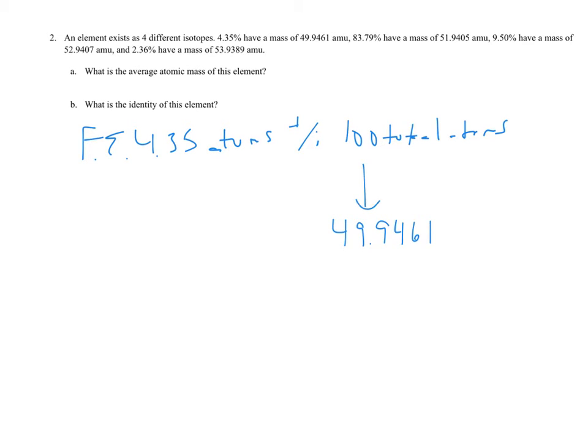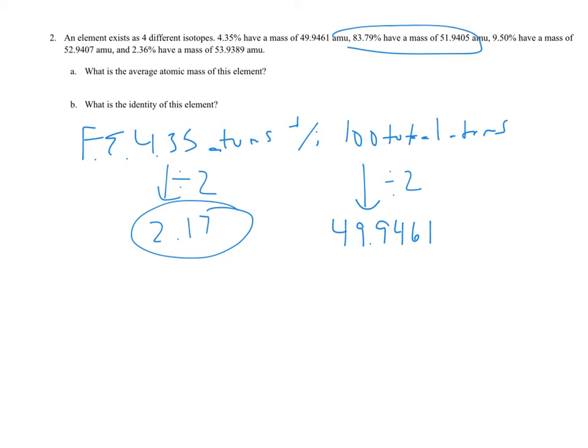49.9461. And so this is about divided by 2. And then I divide this by about 2 at 2.17 or so. So that's one of those values. I do that for each one of these, and I would get my answers. When you're all finished, you should get 51.99 AMUs. Again, you're going to add up all of these once you get done. Okay?